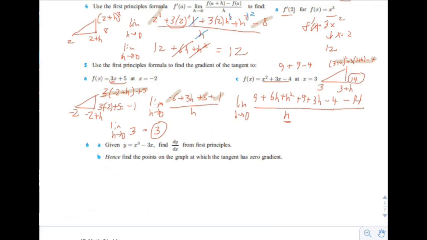Okay, so let's cancel out some of the numbers we can. So like 9 plus 9 minus 4 minus 14 is 0. And then we're going to cancel out our h's. So we cancel out that h with that h with that h with that h. And we are left with the limit as h approaches 0 of 6 plus h plus 3 over 1. And so that would just be 6 plus 0 plus 3, which is 9.